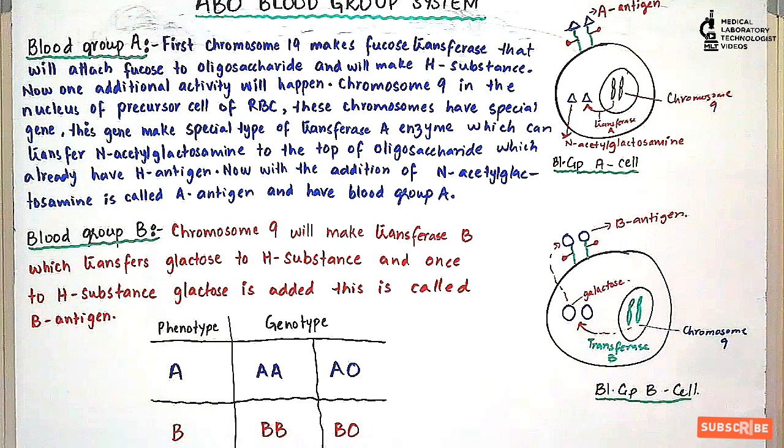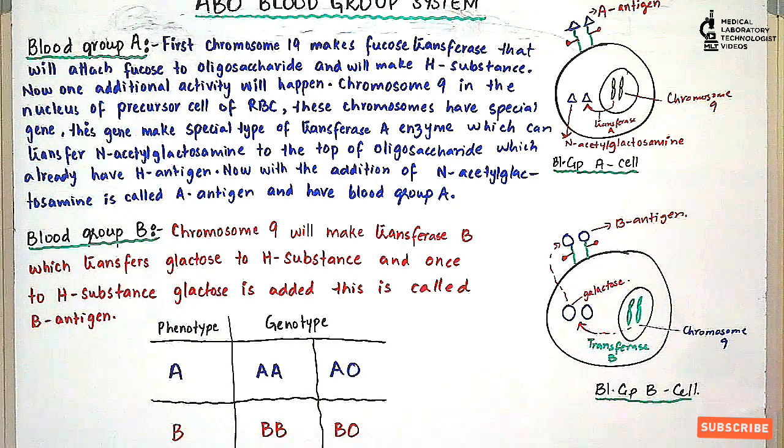So only the mother's chromosome gene is functional, so only that transferase enzyme will attach N-acetylgalactosamine to the oligosaccharide and form A antigen. So even if a person is heterozygous, the blood group will appear as A only, because as I told you, A antigen is dominant in nature. So like that, A antigen will be formed by chromosome 9. Now you understand, and you can see in the diagram, that it is a rough diagram, but I hope you will understand.